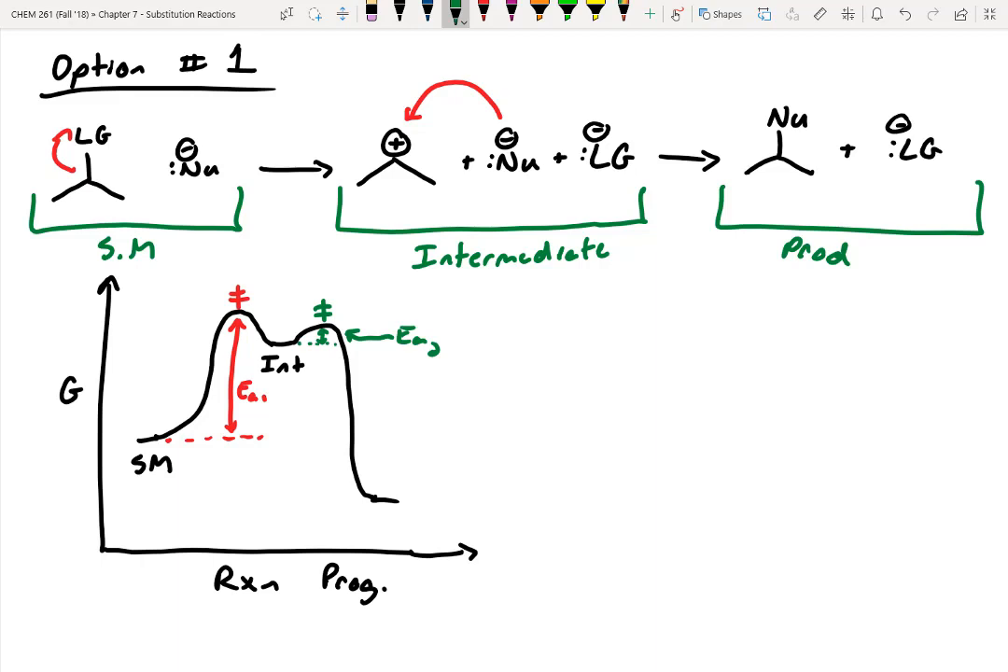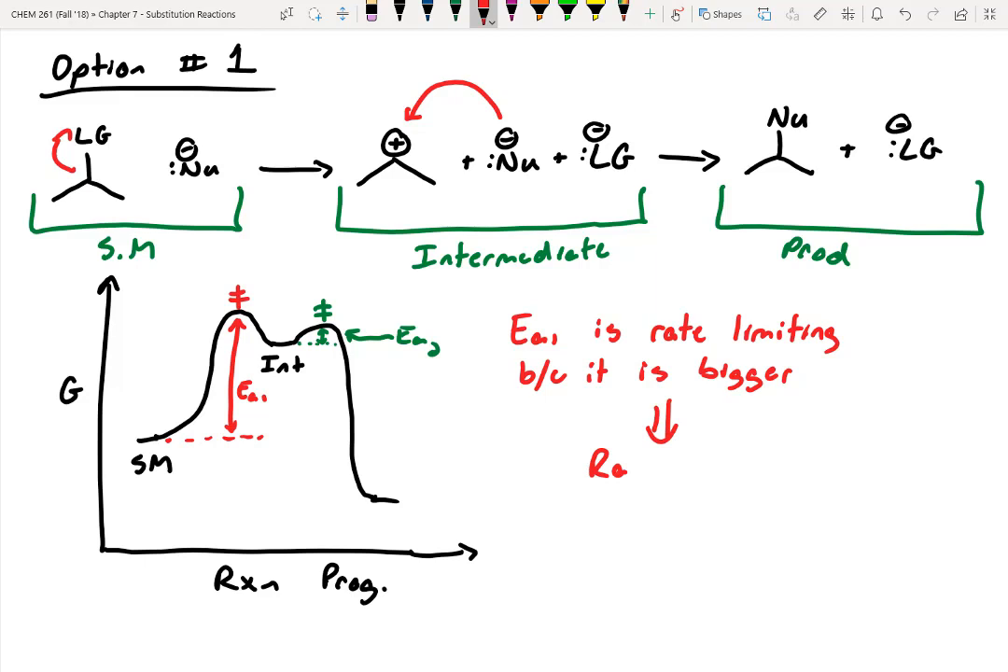All right, what do you think the rate limiting step is going to be? EA1. Okay, so EA1 is rate limiting because it's bigger. All right, pretty simple concept right there. So that's going to be our rate determining step.